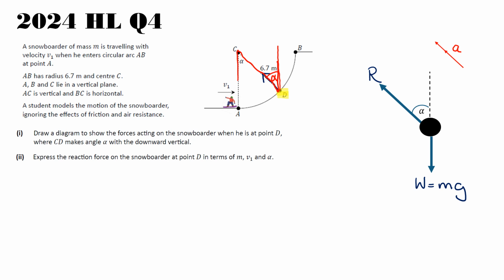So part 2 then says express the reaction force of the snowboarder at point D in terms of M, V1, and alpha. So what we're dealing with here is vertical circular motion. And what's really nice about vertical circular motion questions, although they can be quite challenging, we always approach them the exact same way.